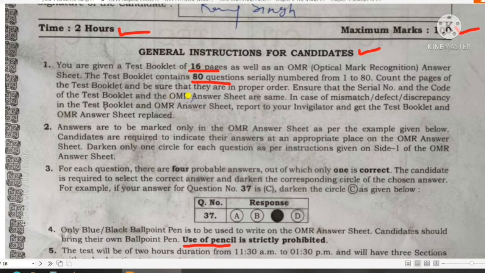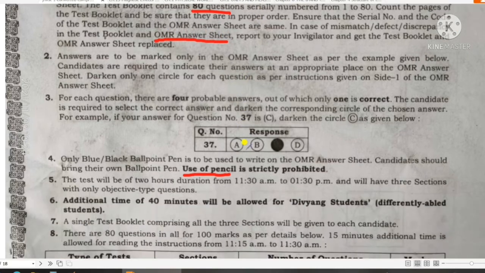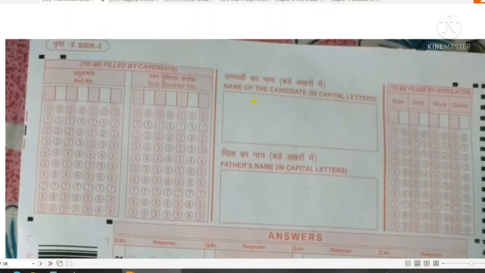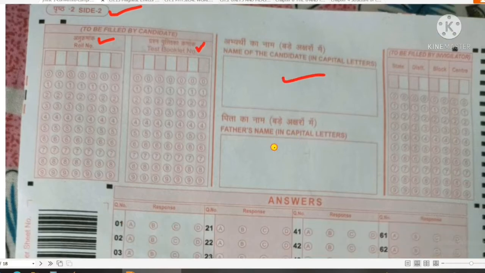Okay, no problem. Now you will be given an OMR sheet. You can see the OMR sheet here. Just see what type of OMR sheet you will get. So this is side 2 of this OMR sheet. Here you have to put your roll number. This is for your test booklet number. Then here it is your name. Then here it is father's name.